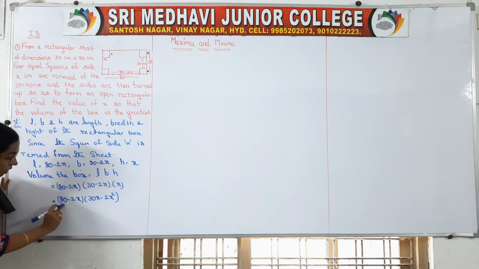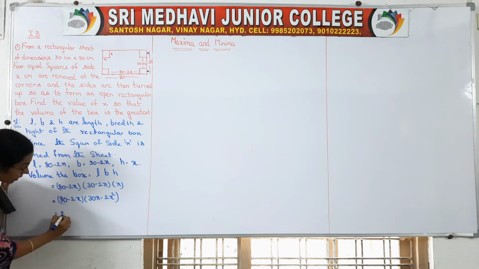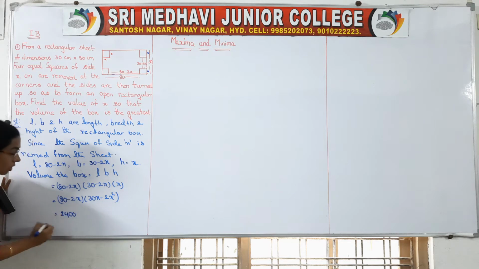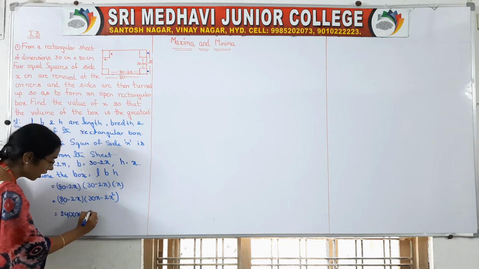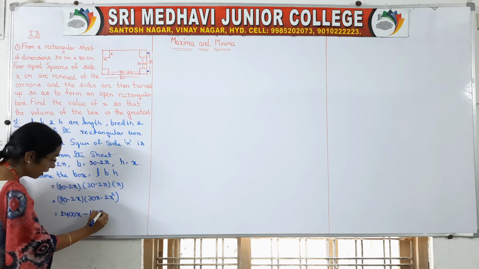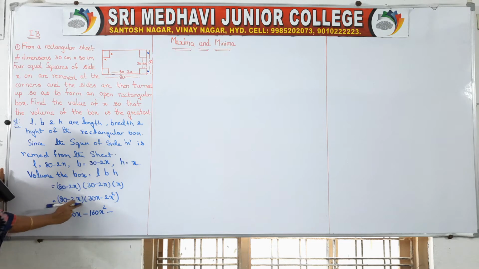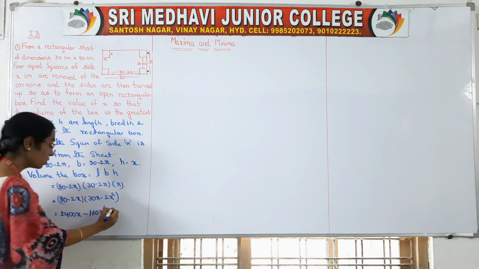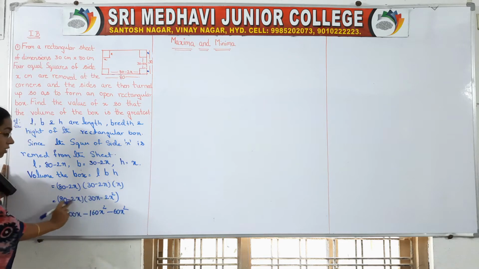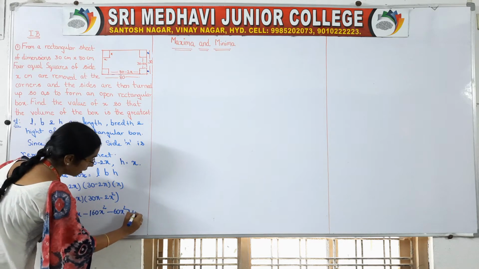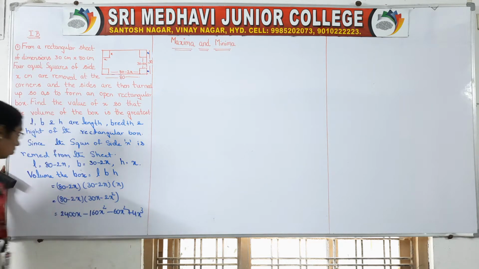So it is equal to, 8 3s are 24, 2400x minus, with 80 multiplying these two, 8 2s are 16, 160x square. Now with minus 2x, 2 3s are 60x square, minus into minus is plus, it is 4x cube.